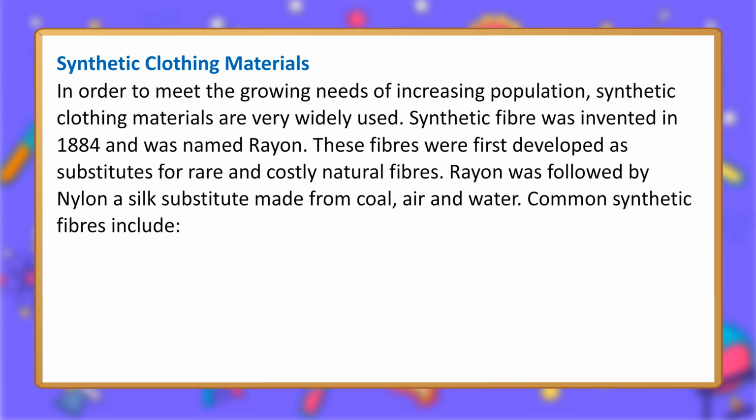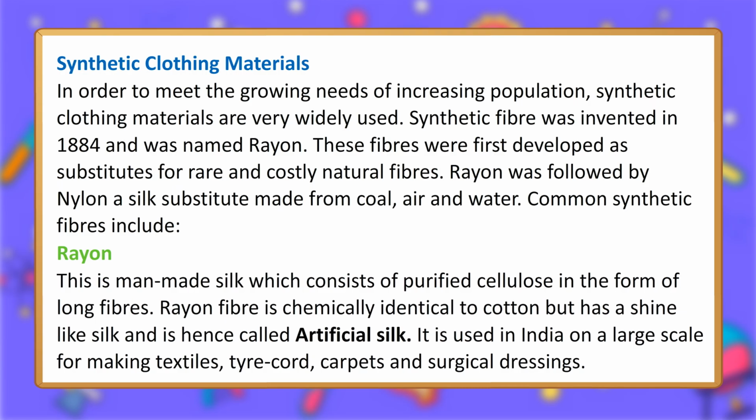Common synthetic fibers include rayon. This is man-made silk which consists of purified cellulose in the form of long fibers. Rayon fiber is chemically identical to cotton but has a shine like silk and is hence called artificial silk. It is used in India on a large scale for making textiles, tire cord, carpets and surgical dressings.